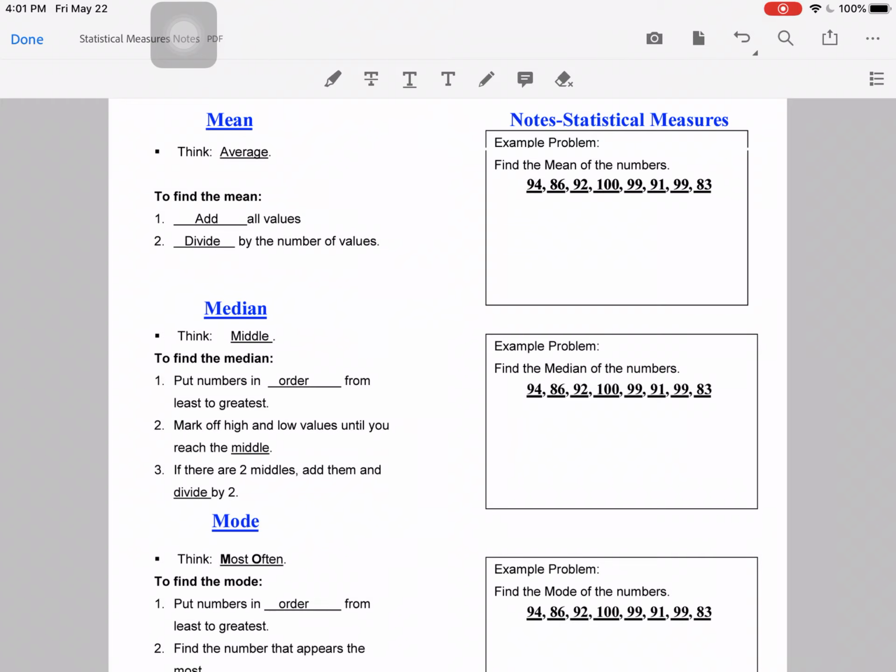Today's notes are on statistical measures. So when we talk about statistical measures, we're talking about ways to find the center of your data or to find the spread of your data. So we're going to talk about the center of your data. These three measure the center of your data: mean, median, and mode.